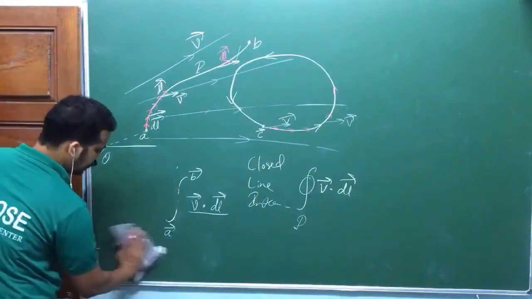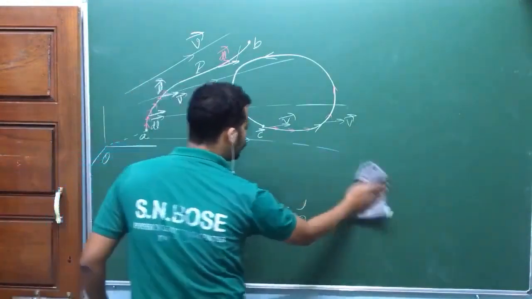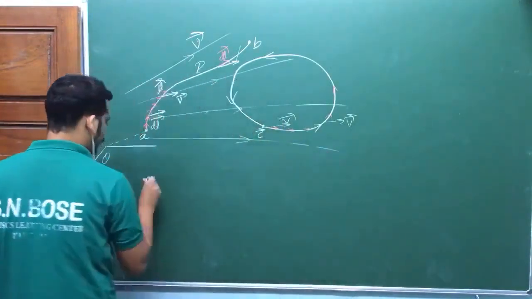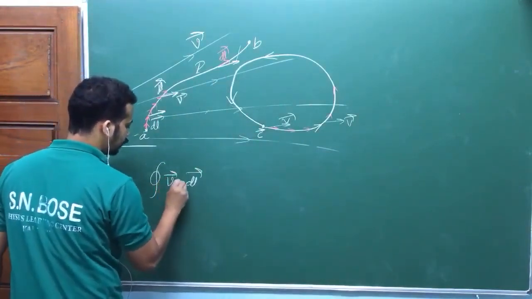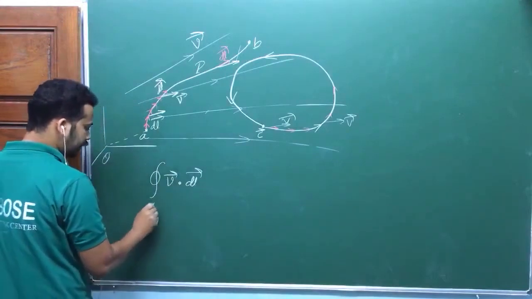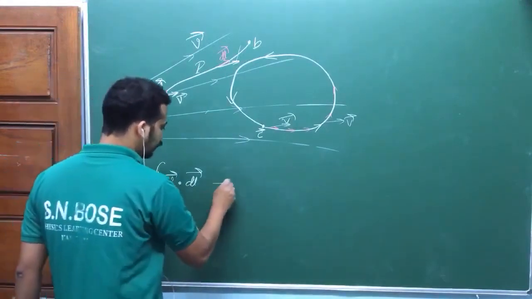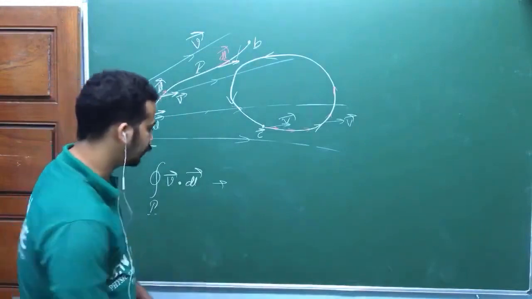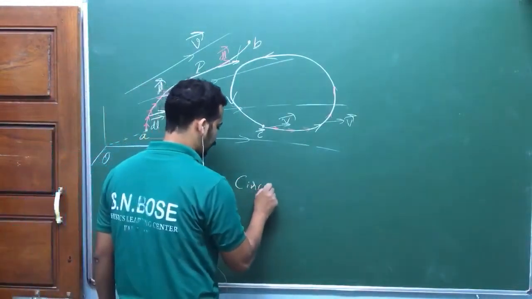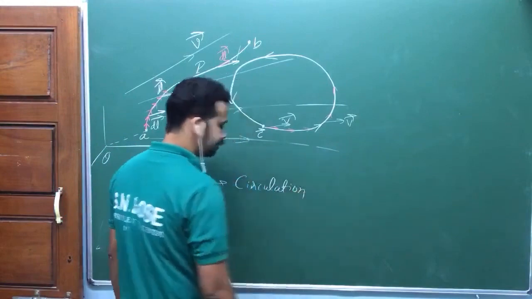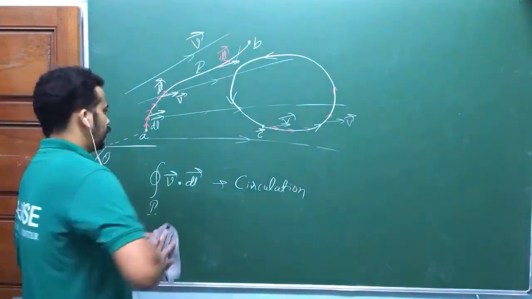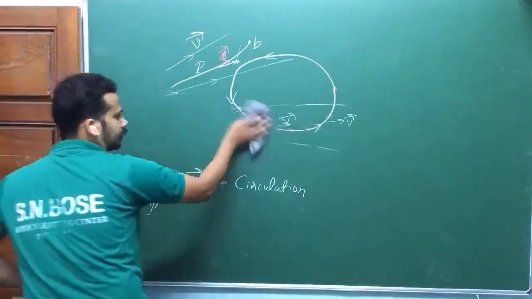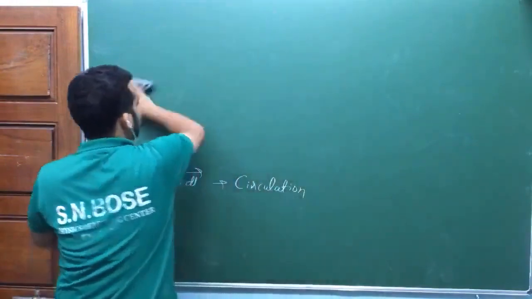Now look at here. This closed path integral of a vector field, v bar dot dl bar, we have a name for that one: circulation. It is called circulation. The value of that integral is called circulation. Why they might have called that one circulation, am I right? We shall see that one.